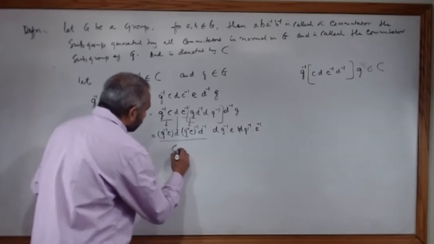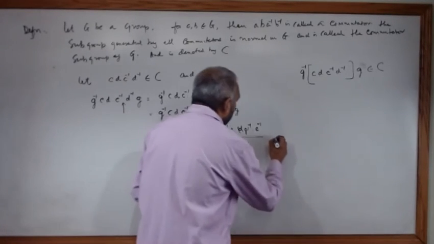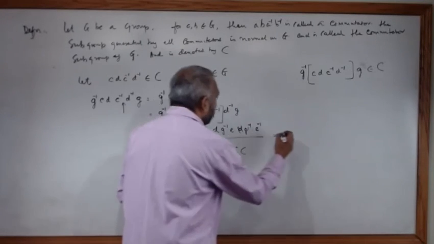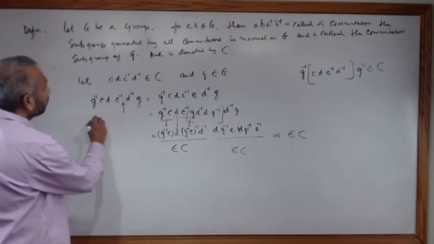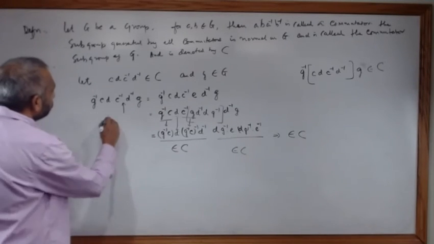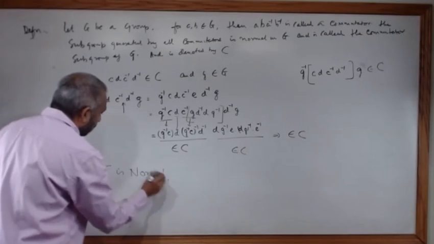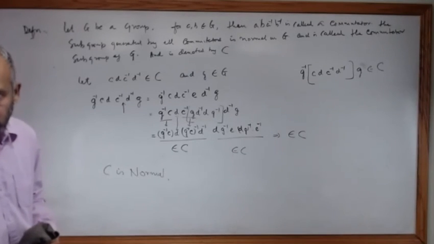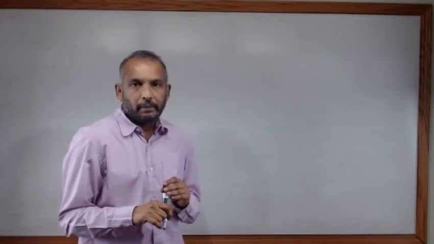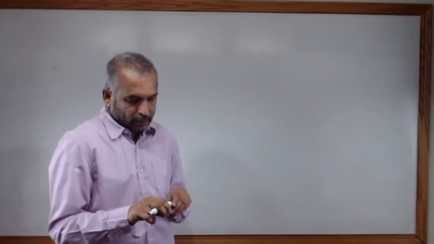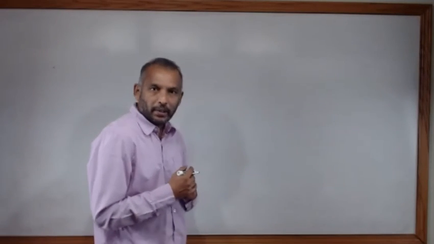And this actually belongs to C, and this also belongs to C. And that implies the whole element belongs to C. And that implies C is normal. So the idea of constructing the commutator subgroup is to abelianize a non-abelian group.